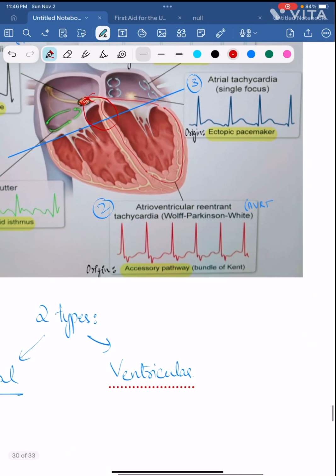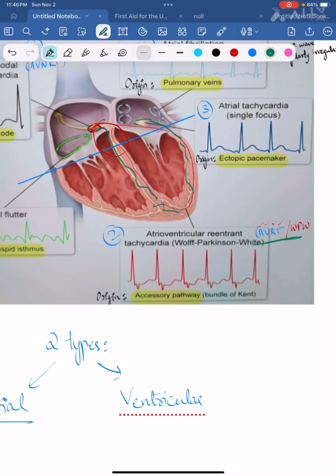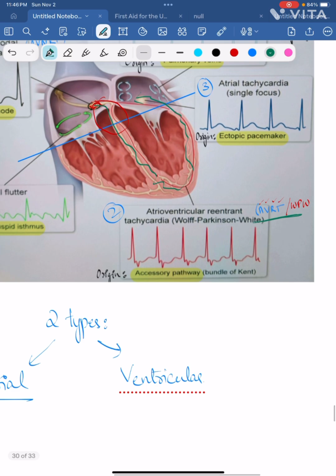The second one we are going to discuss is AVRT, that is atrioventricular reentrant tachycardia. It is also called Wolff-Parkinson-White syndrome. So what does this mean? Basically the electric current goes from the atria to the ventricle and then it re-enters. It's going from the atria, down to the ventricles, and then re-entering the atria. This is AVRT. It is due to the presence of an accessory pathway.